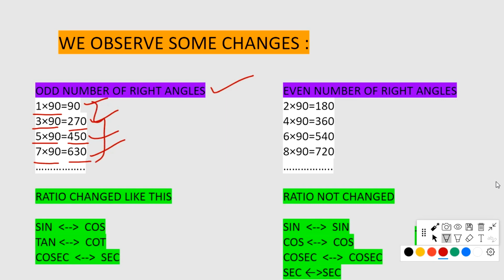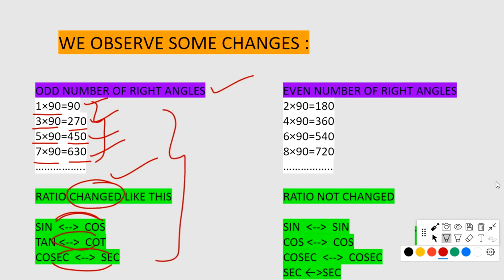Whenever the question is like this, with an odd number of right angles, then the trigonometric ratio is changed. Observe this very carefully. This is an important change. How to change? The sine ratio changes to cos. Cos ratio changes to sine. Tan ratio changes to cot. Cot ratio changes to tan. Cosecant ratio changes to secant. Secant ratio changes to cosecant. This is one of the changes.